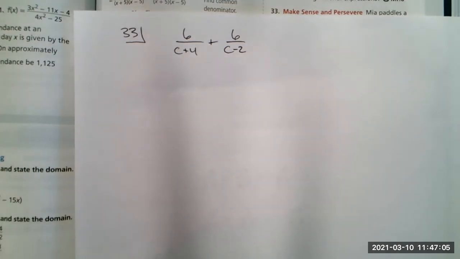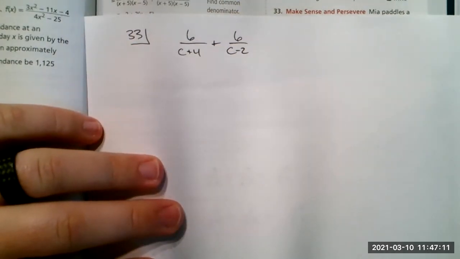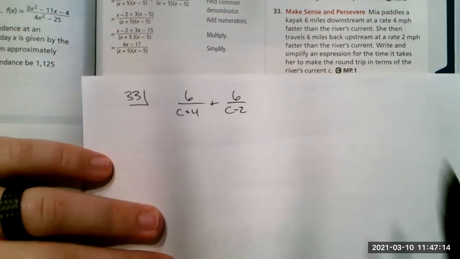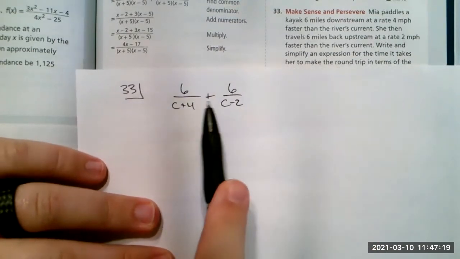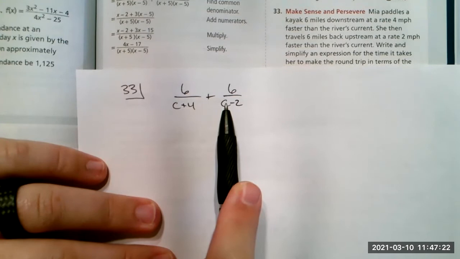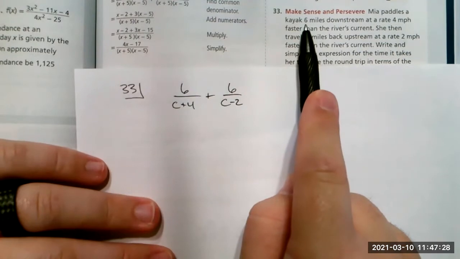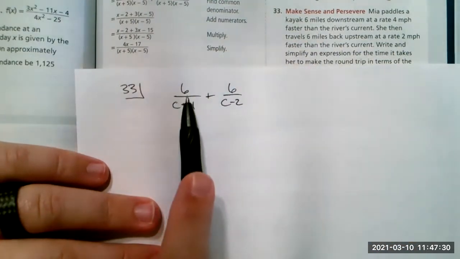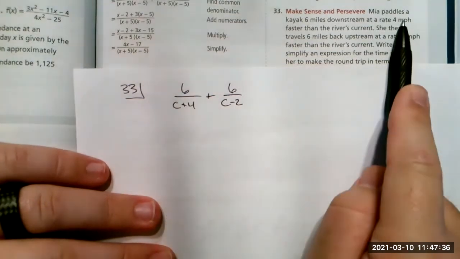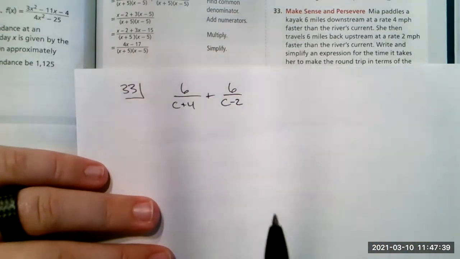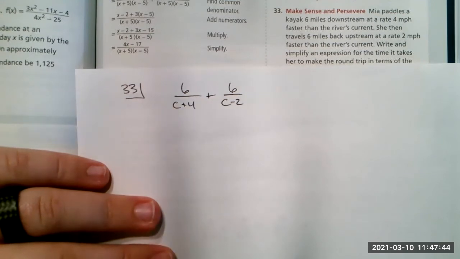Let me just kind of explain where I got these numbers from. So the problem was asking for her total time for the round trip, right? So for the time it takes her to make the round trip in terms of the river's current C. So that's why I'm adding these two fractions, because I want to talk about going downstream and then upstream. It's saying that she paddles 6 miles downstream. So that's where the 6 comes from. That's how far she went downstream at a rate of 4 miles per hour faster. So while she's going downstream with the current, she's going 4 miles per hour faster. So that's why I added 4.